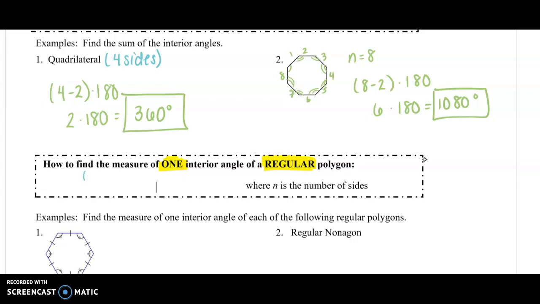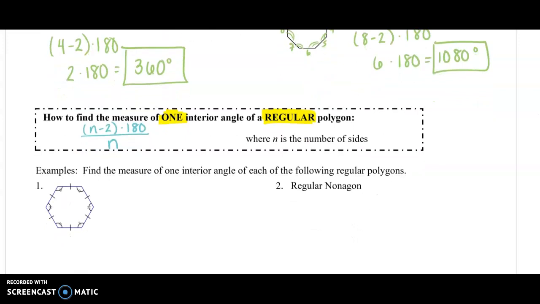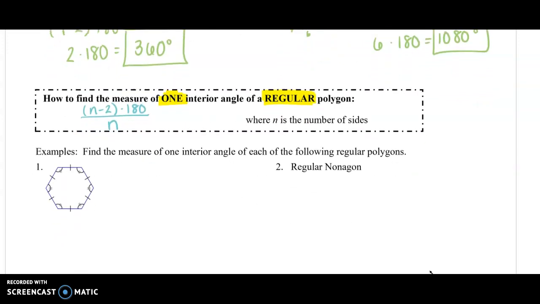So I still keep that n minus 2 times 180. I still keep that. That's the sum of all of the angles. But then I'm going to divide that by n, by the number of sides that I have. Okay, because that's the number of angles that I would have. Okay. So find the measure of one interior angle for each of the regular polygons.